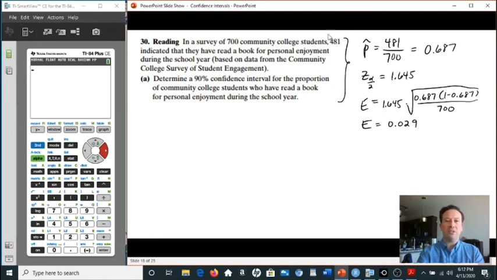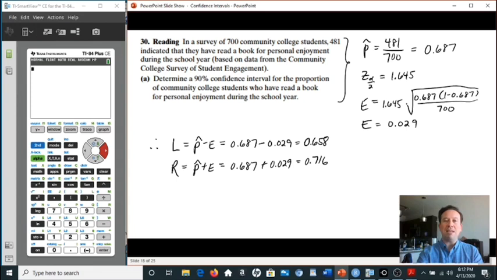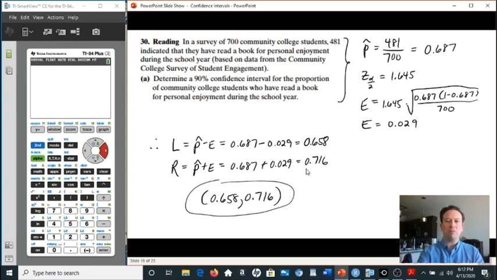Okay, so next, let's get the endpoints. The left endpoint, remember, is p hat minus the margin of error, and then the right is adding the margin of error. All right, so these are your endpoints, and that's the interval there.